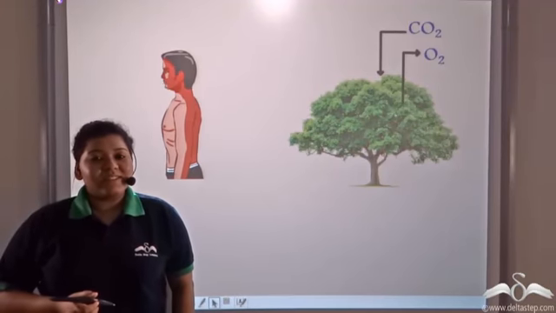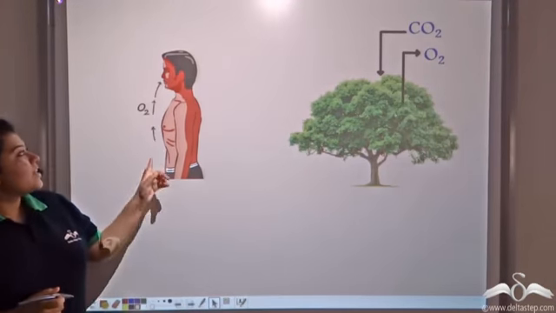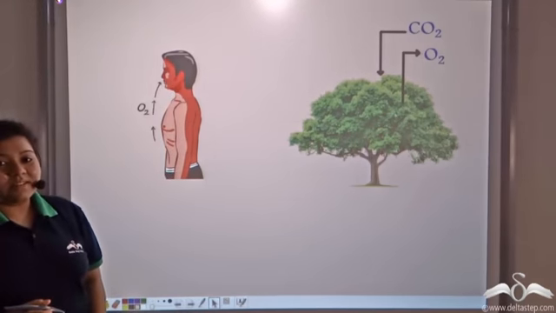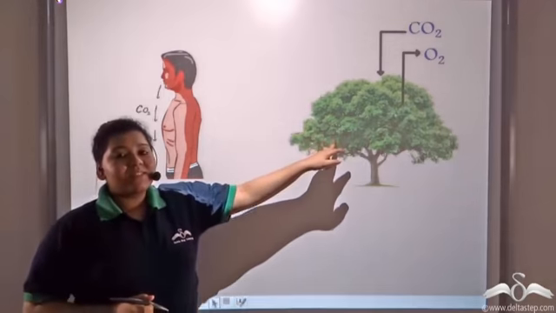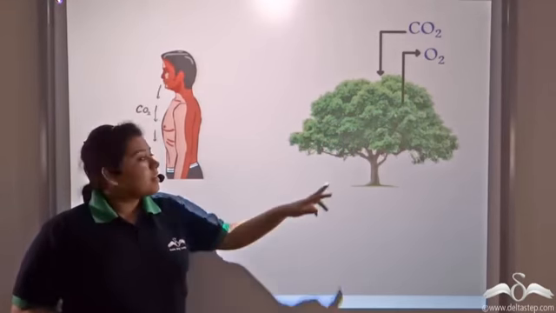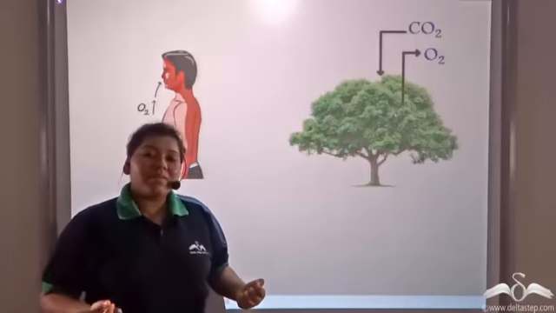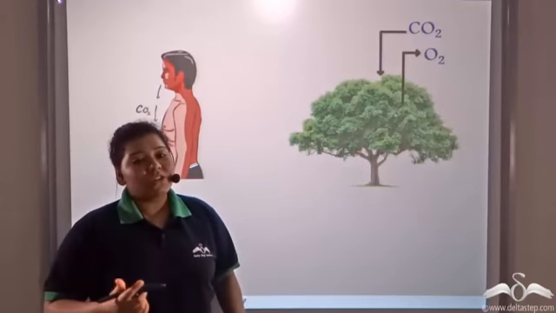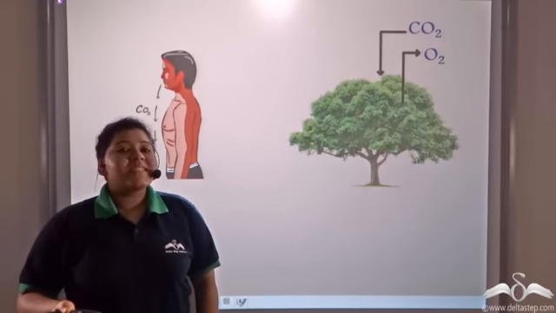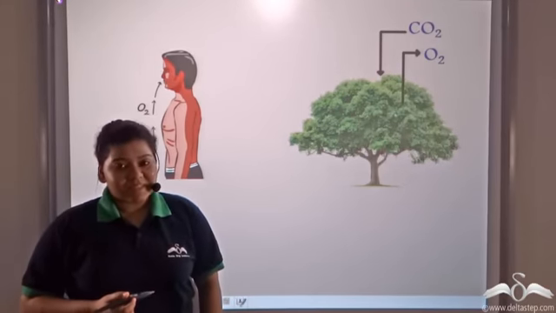During respiration, living organisms take in oxygen and give out carbon dioxide. But in green plants, during photosynthesis, the reverse takes place. Green plants take in carbon dioxide and give out oxygen. Now, through what does this gaseous exchange take place?